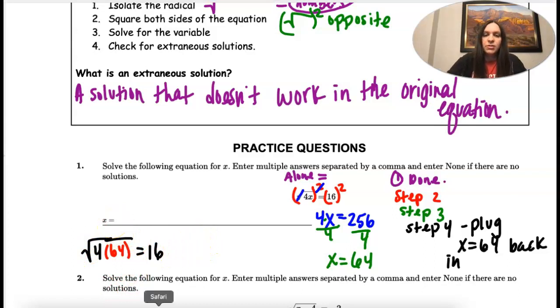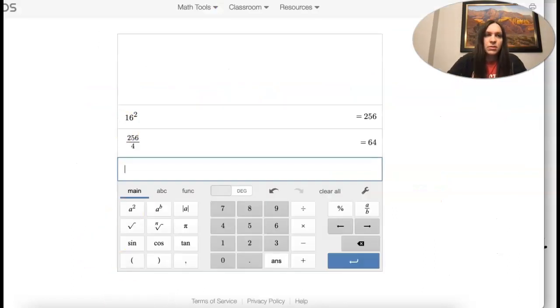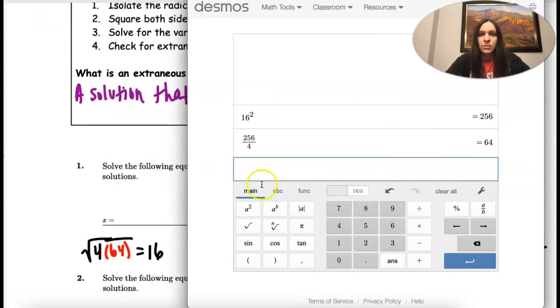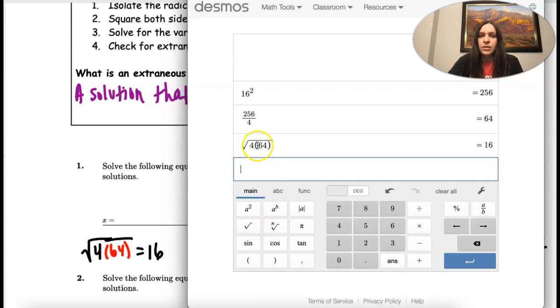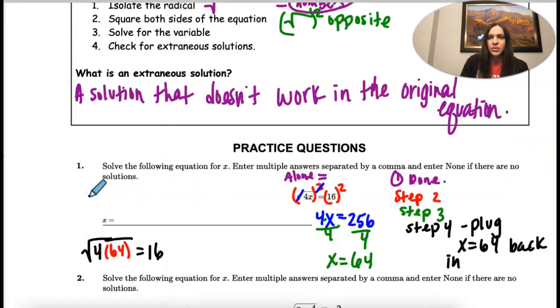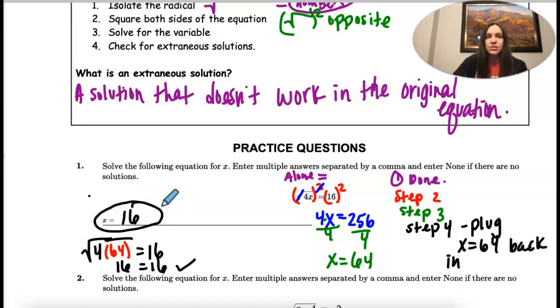So I have the square root of 4 times 64. See how that equals 16? So I get down to 16 equals 16, and that is correct. That means that the answer is not extraneous. So my answer that I would type in is 16. So we'll see an example when it is extraneous, but those numbers would not be equal.